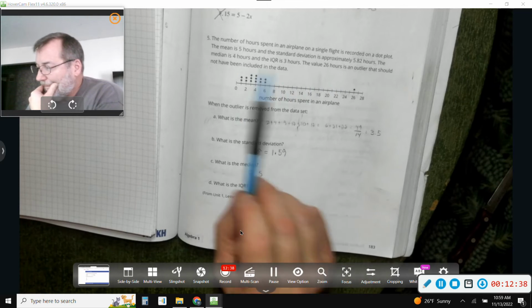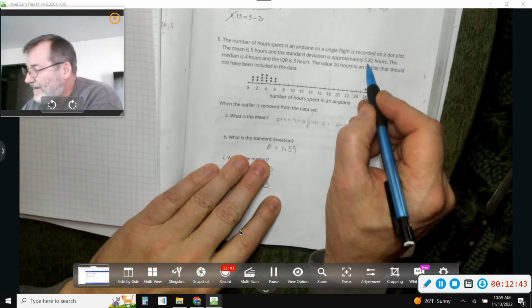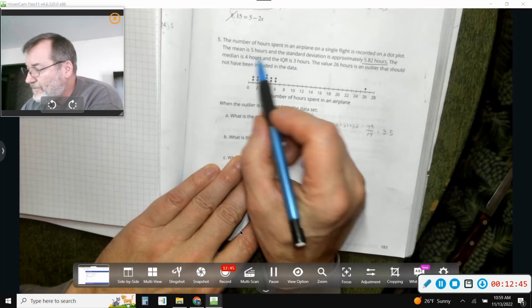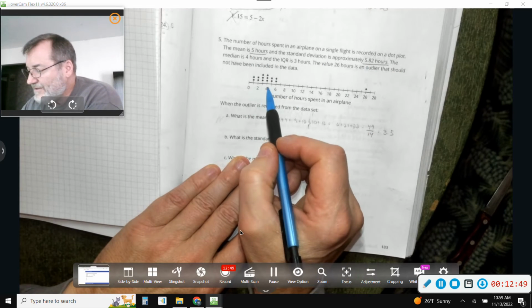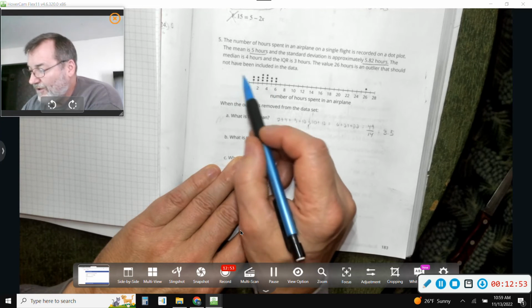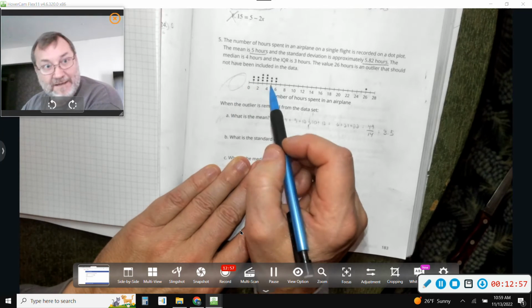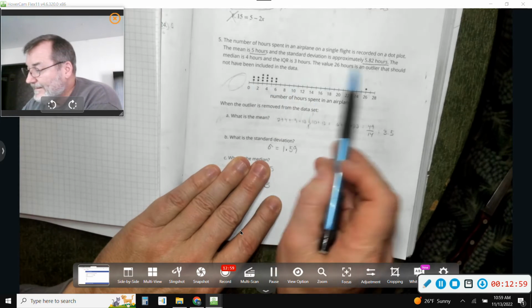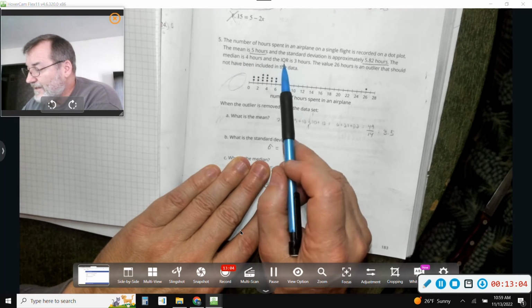Alright. Let's see. So the mean's 5 hours. The standard deviation is 5.82. That's a huge standard deviation. Standard deviation takes you, when you're starting at 5 and you go to the left 5.82, you're off here in 0, you're beyond the left. So that's how big that standard deviation is. The median is 4 hours, and the IQR is 3 hours.